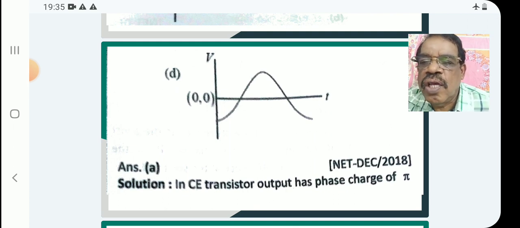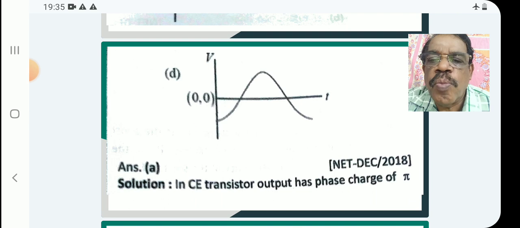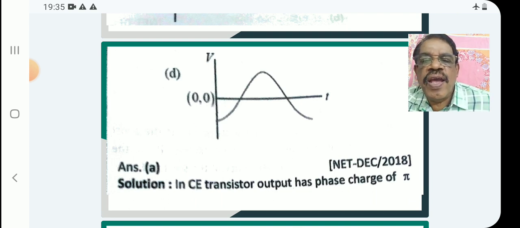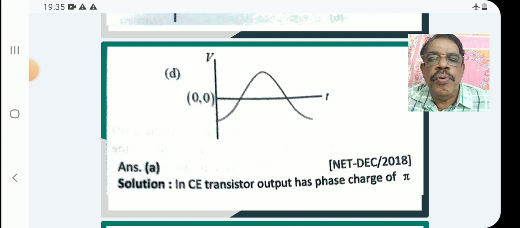The concept is, in a CE transistor amplifier the output has a phase change of 180 degrees from the input.